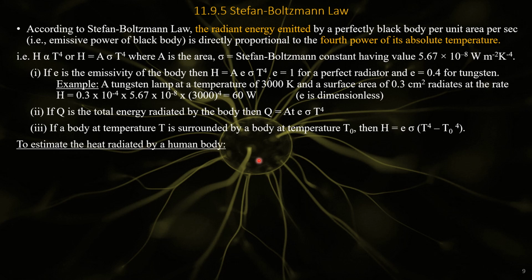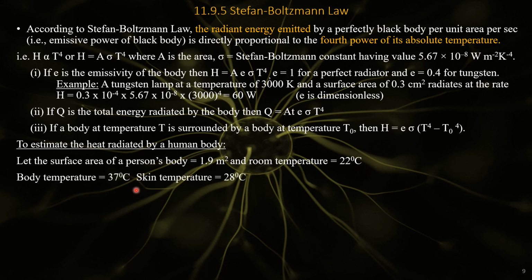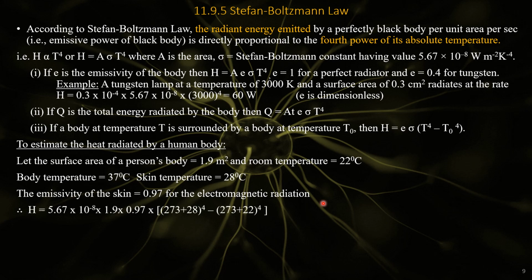Now we can use Stefan Boltzmann's law to calculate the heat radiated by the human body. Let the surface area of a person be 1.9 meters square and room temperature be 22 degrees. So body temperature be 37 degrees Celsius and skin temperature is 28 degrees Celsius. The emissivity of the skin is 0.97 for electromagnetic radiation. This we have to take from the tables.